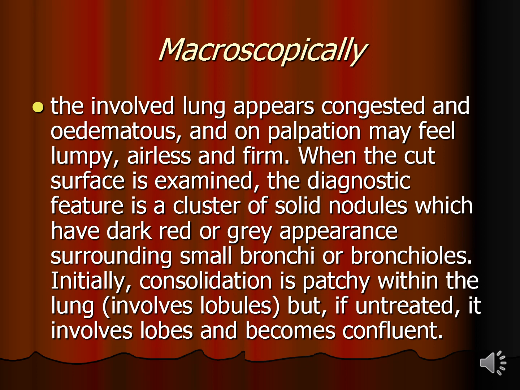When the cut surface is examined, the diagnostic feature is a cluster of solid nodules which have a dark red or gray appearance surrounding small bronchi or bronchioles, which is seen under the microscope. Initially, consolidation is patchy within the lung, involves lobules sometimes, but if untreated, it could involve lobes and become confluent.